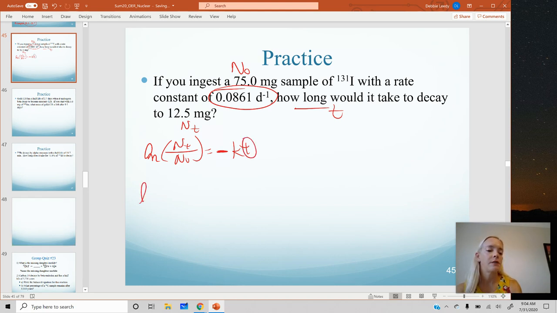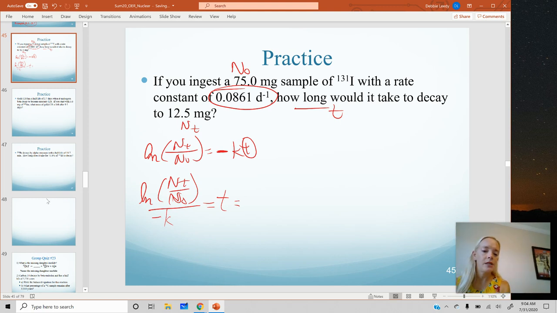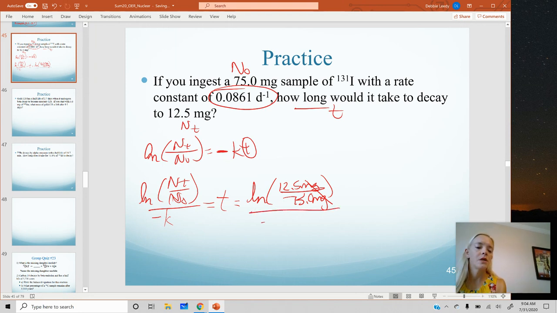And so that means if I were to just manipulate all of my variables, I'm going to have natural log of final over initial. To get time by itself, I need to divide both sides by the negative k, and that will give me t. And so plugging everything in here, I have natural log of, again, final is my smaller amount, 12.5 milligrams. My initial is my larger amount, 75.0 milligrams. I confirm that they're in the same unit, so that will cancel out. And then dividing by my negative k.